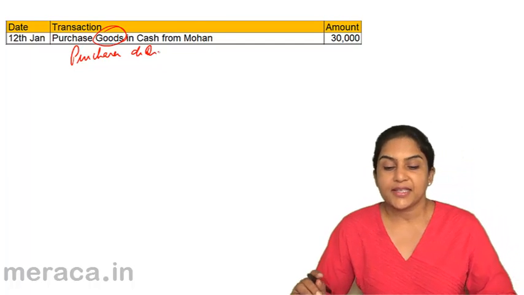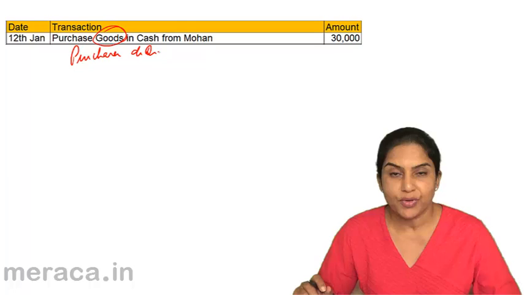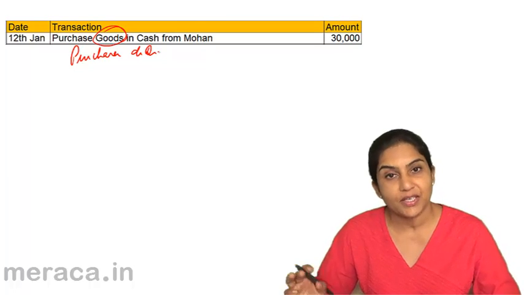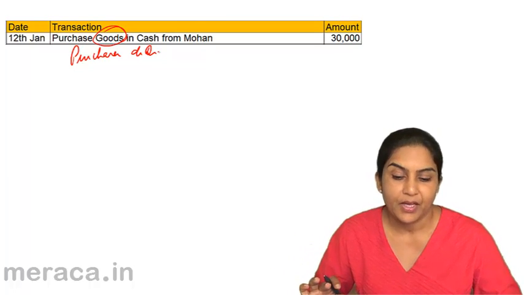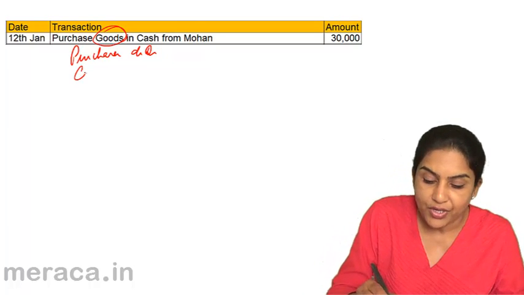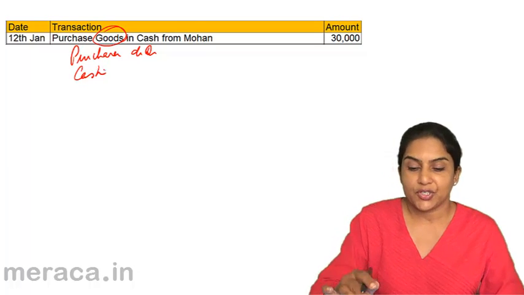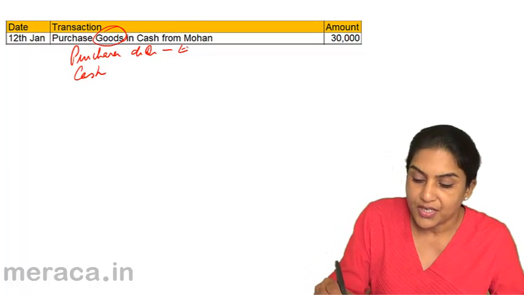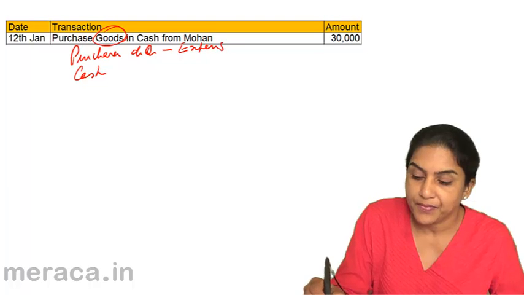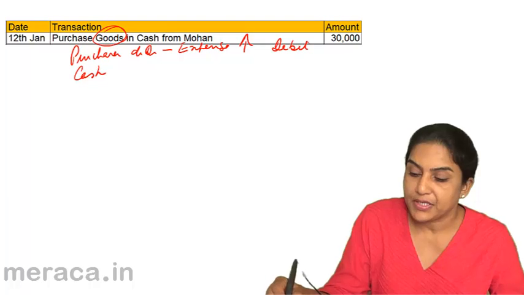Next thing is, you have cash and you have Mohan. What are the accounts involved? Do I say cash? Do I say Mohan? Do I say both cash and Mohan? Purchases account is debited and the other account involved is cash. Why is purchase account debited? Because it is an expense. Expense, increase, therefore debit.